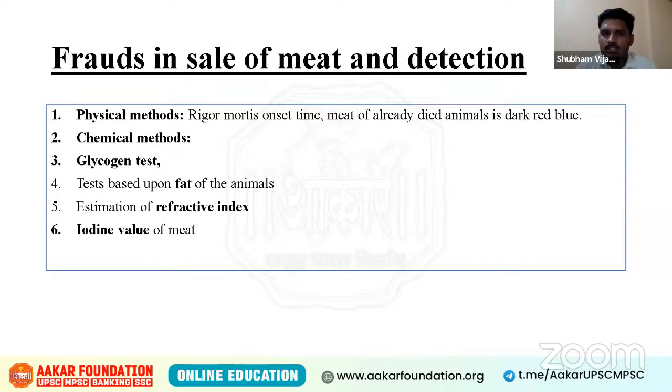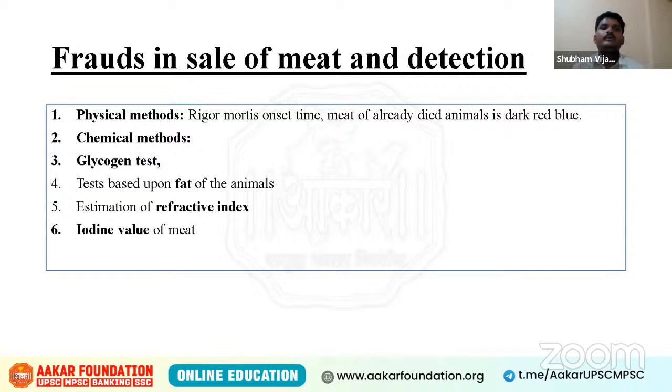Physical methods: rigor mortis onset time. In some animals, it may set early. In some animals, it may set later. So it is based on its time. Then meat of already dyed animals, its appearance is different, and the color will change to reddish blue. Then chemical methods: glycogen test or test based upon fat of animals.